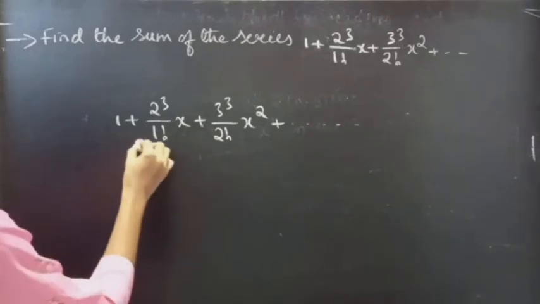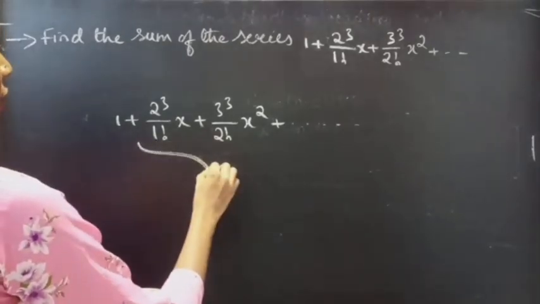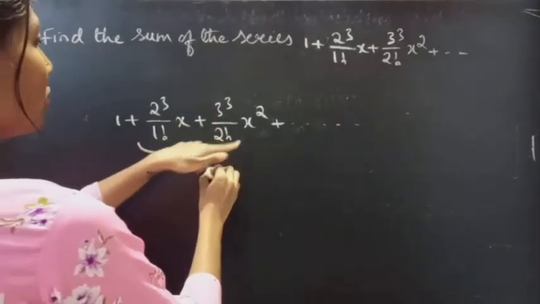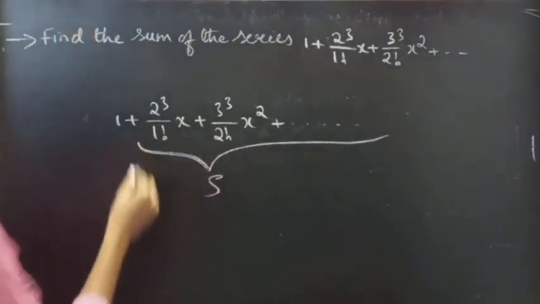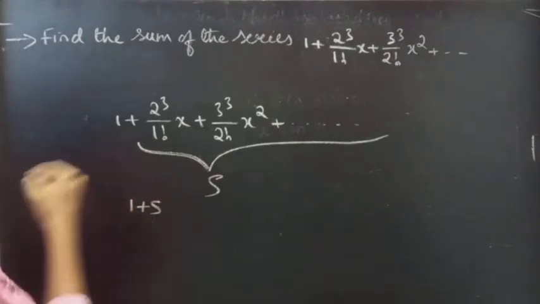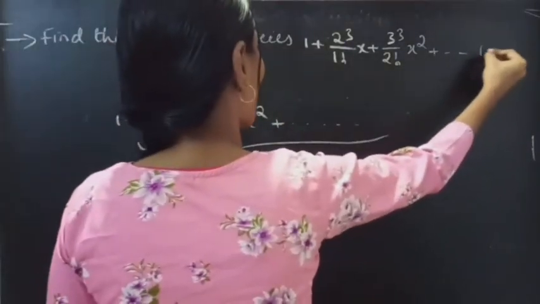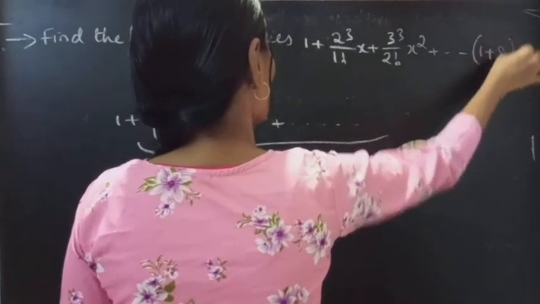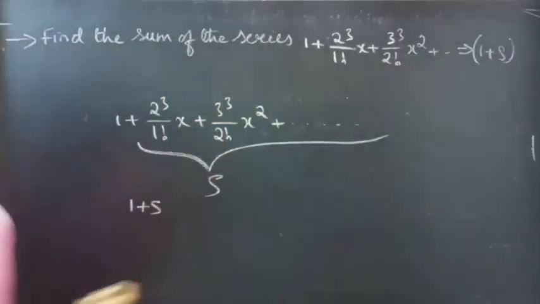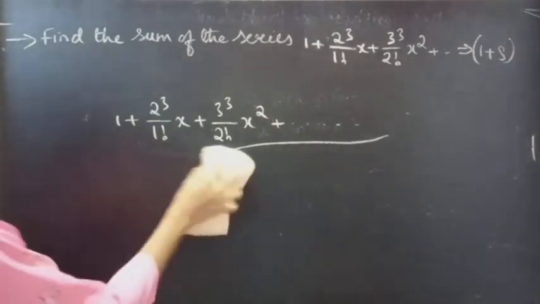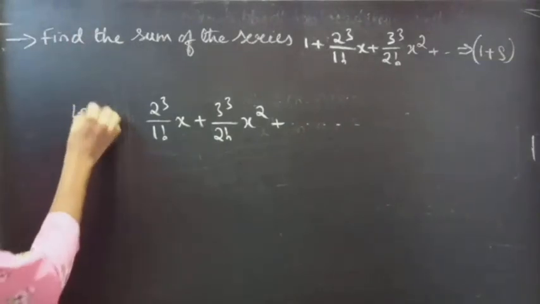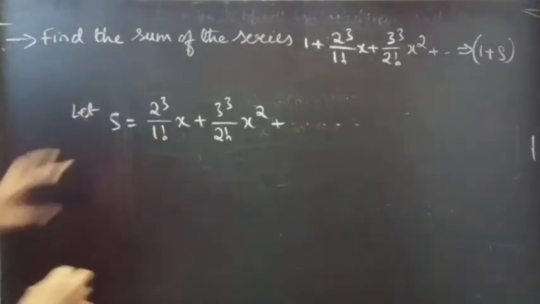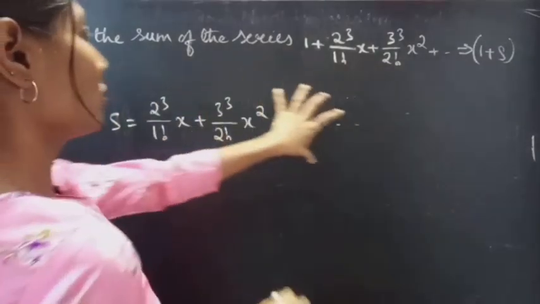So let 2 cubed by 1 factorial into x plus 3 cubed by 2 factorial into x square plus so on be S. Then the given series is 1 plus S, right? We are given the series 1 plus S. Okay. So we have S equals to, right? So we have first term, second term and so on.